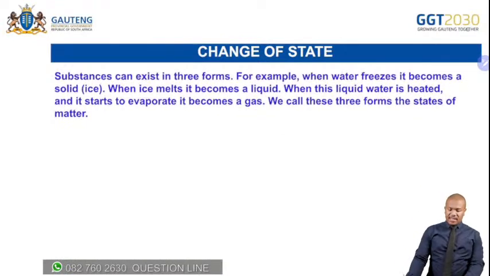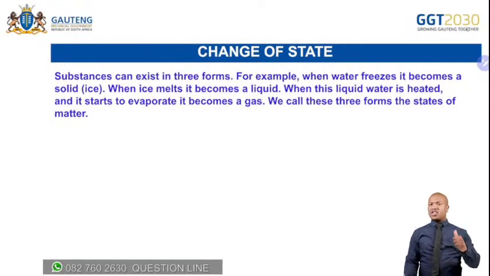So substances exist in three forms: solids, liquids, and gases. That's the state that we're talking about, changing from solids to liquids, from solids to gases, gases to liquids, liquids to gases, and so on. So we need to look at the processes involved in changing the states.